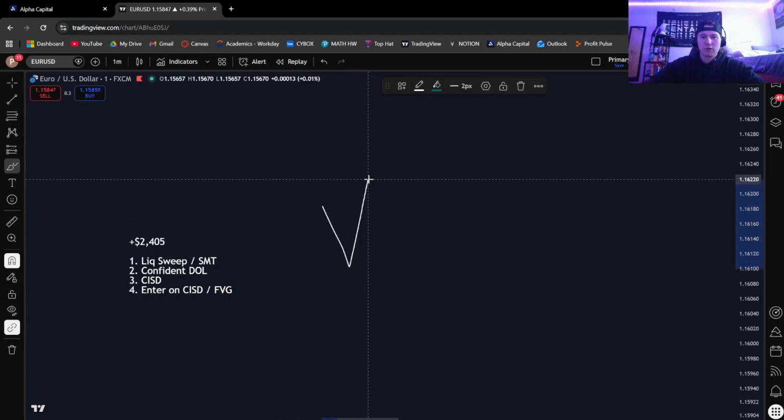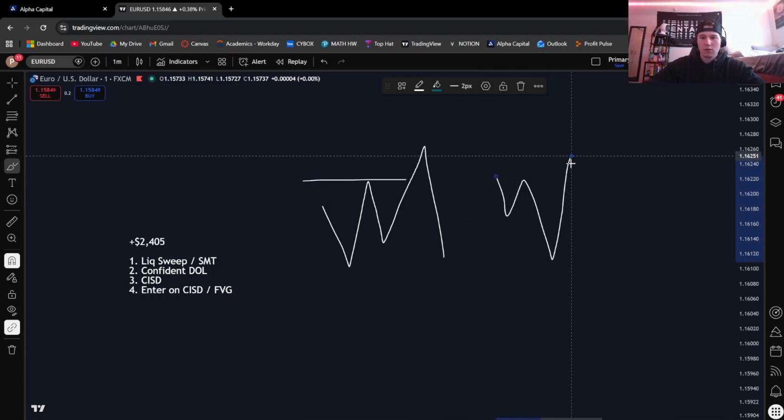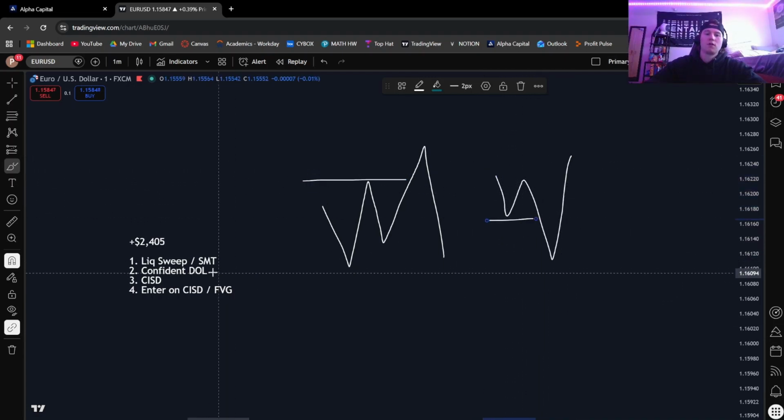Essentially, I look for a liquidity sweep, which means we put in a high and sweep that high, or we put in a low and sweep that low. Confident draw basically just means that I want to be sure of the direction of the trade that I take, and I want to be confident in the direction that price wants to move in. The third rule is a change in the state of direction.